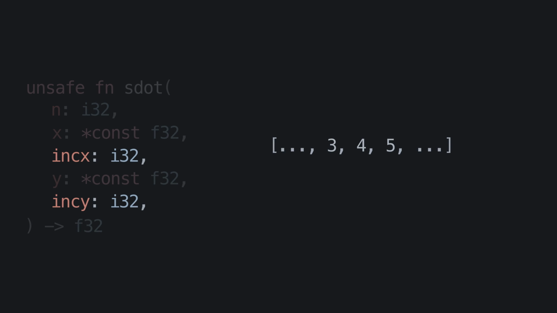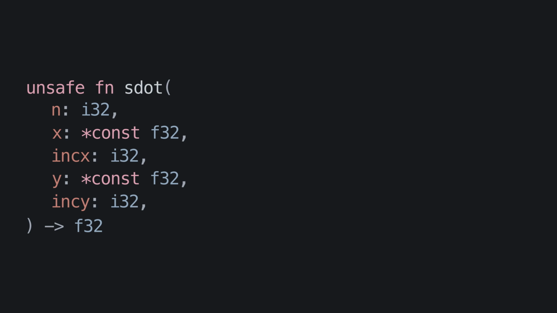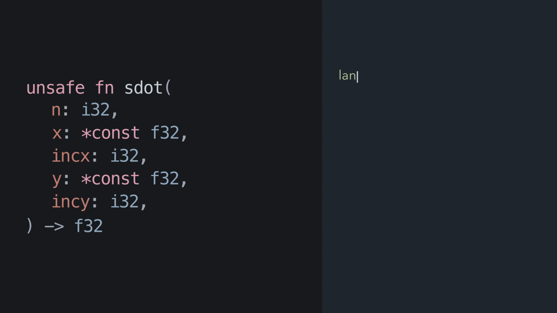These inc arguments are strides. They handle special cases when vectors aren't contiguous in memory. If inc is 2, for example, the pointer accesses every other element. The pros of the BLAS API are that it has a simple, standardized interface. Many languages can use it. It tells callers exactly what it needs, and it's the foundation for a huge amount of scientific computing.